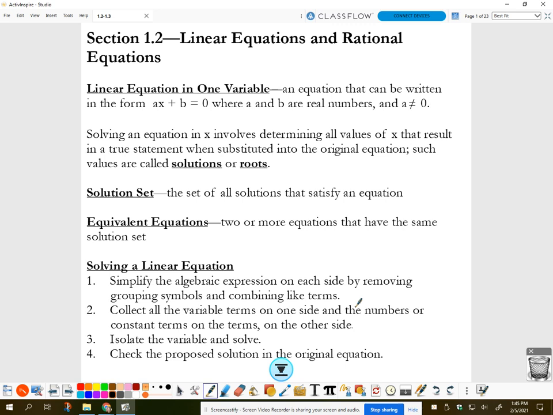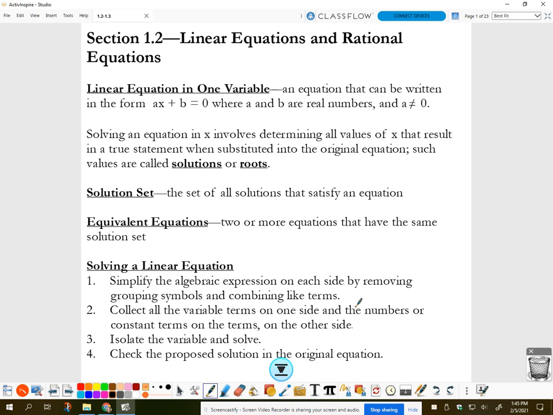So we are going to take basic equations and solve them. Remember that when you're solving an equation, you're figuring out what the variable equals, a value for the variable that makes it a true statement. Sometimes they're called solutions, sometimes they're called roots. If we were talking about graphs, they'd be called the x-intercepts. With linear, you're only going to have one answer.